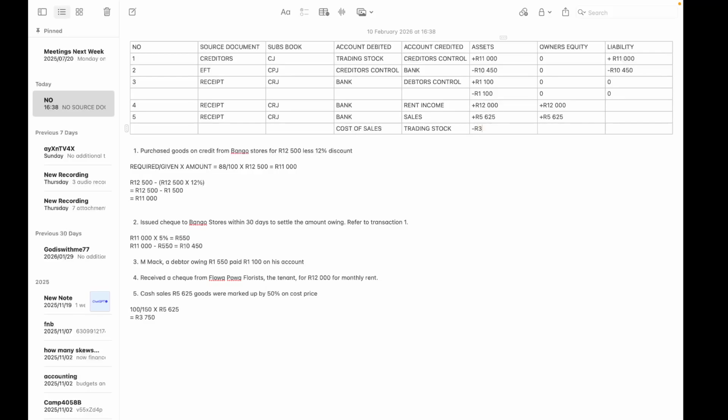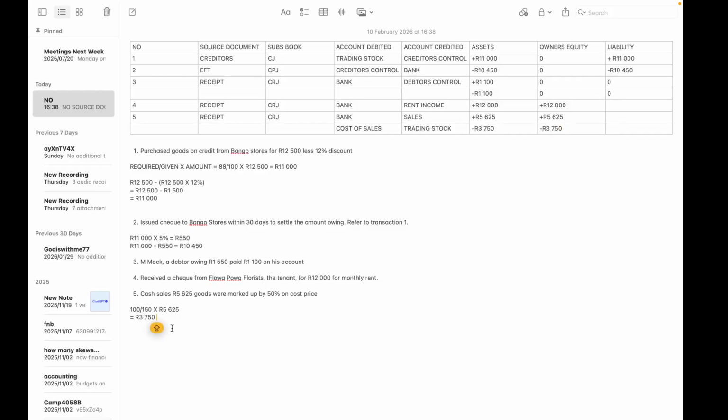So we can come here and write minus 3,750 for our assets, because our assets are decreasing. And then for our owner's equity, we have expenses of 3,750. Why? Because cost of sales is an expense, and expenses decrease our owner's equity, right?